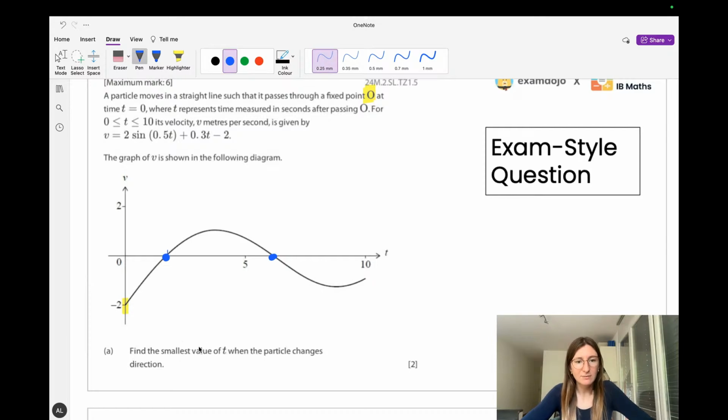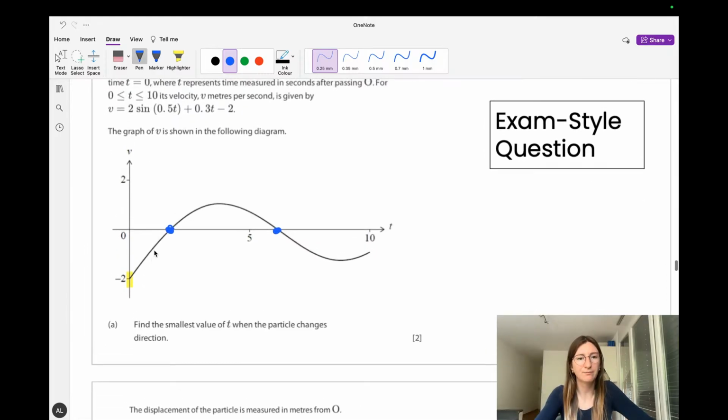And they said find the smallest value of t. So did I cover a number there? No. So the smallest value of t will obviously be this one, because here the time is something like 6. So the t value here is way shorter. So we want to find out when this graph hits the t-axis. So when this is equal to 0, the smallest value of t.